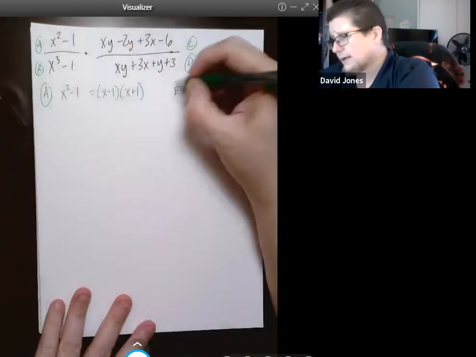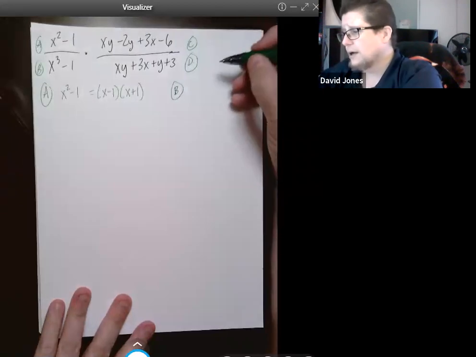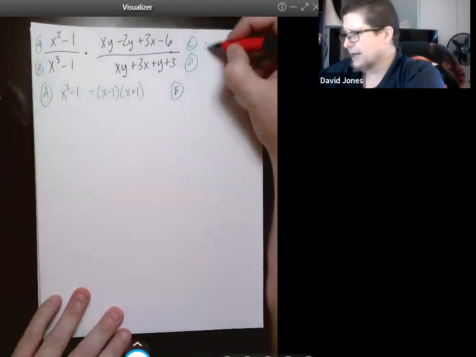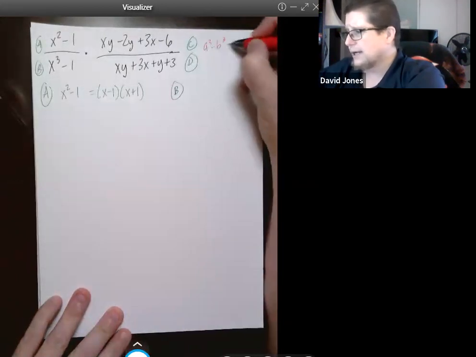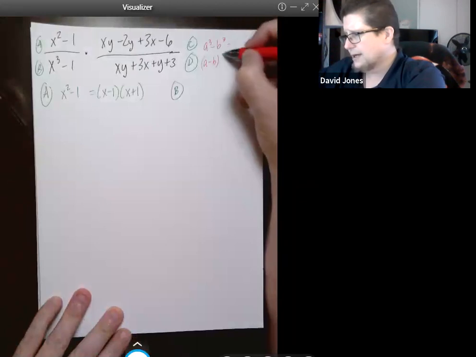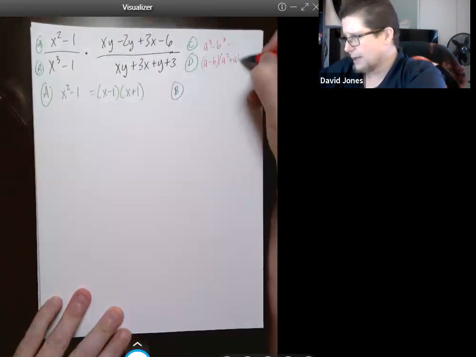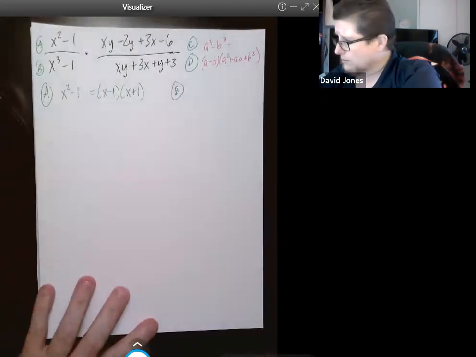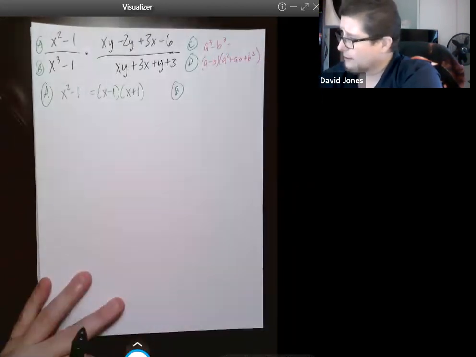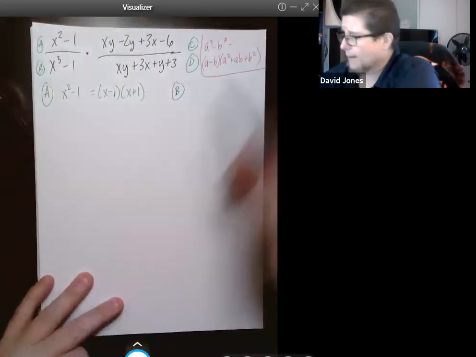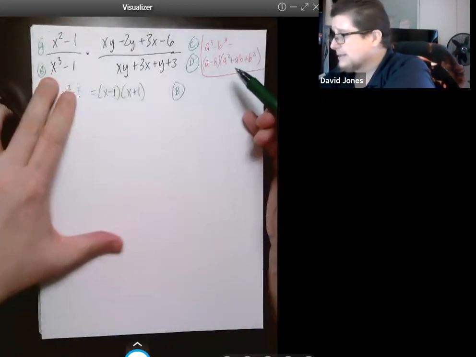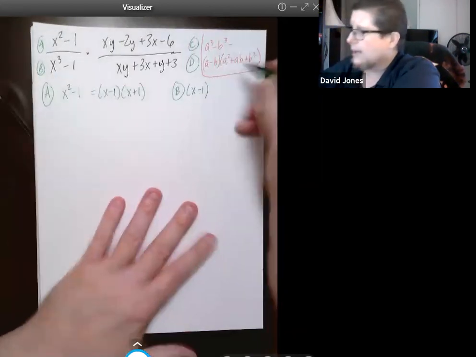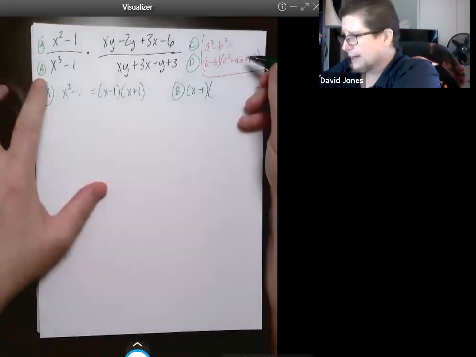B is a difference of cubes. And I haven't rewritten that one down. As a reminder, a cubed minus b cubed equals a minus b times a squared plus ab plus b squared. So I'll do that here. My x is the a, my b is the 1, so I'll have x minus 1. And then a squared will be x squared.